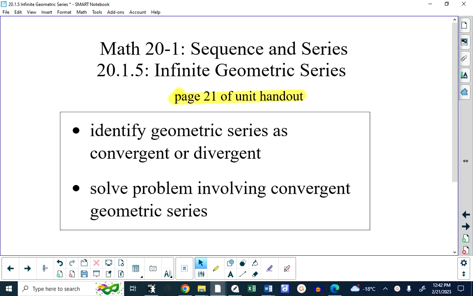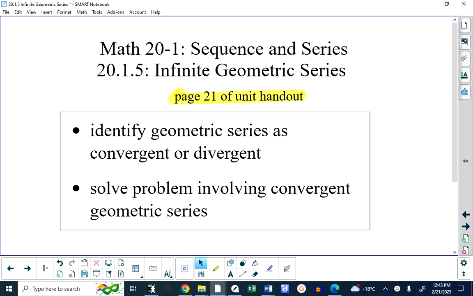Okay? So today we're looking at geometric series that are infinite in nature, and it's more than just saying we have a geometric series that's infinite. There's some property of infinite geometric series that identify some of these series as being what's called convergent and some as being divergent. And that's one of the goals today, is that you're expected to know the difference between what a convergent geometric series is and what a divergent geometric series is.